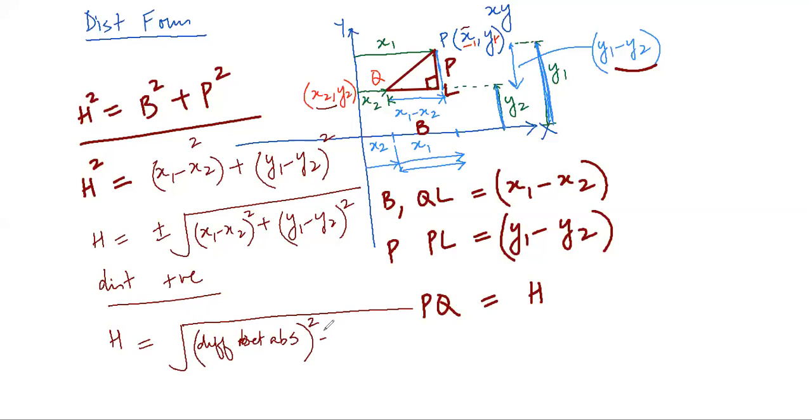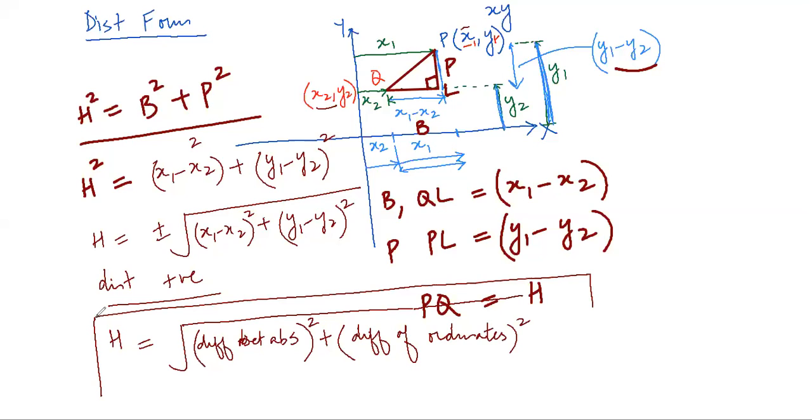Square of this plus, similarly, what is y1 and y2? y1 is this vertical distance, the ordinate of point P, and y2 is the ordinate of Q. So we can say the length is the square root of the difference of ordinates whole square plus the difference of abscissas whole square. Students, this is known as the distance formula, and the hypotenuse is actually PQ.